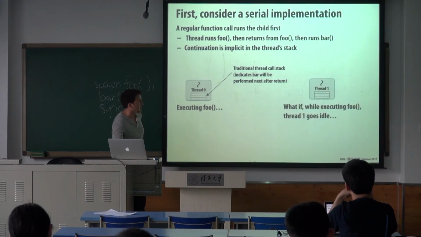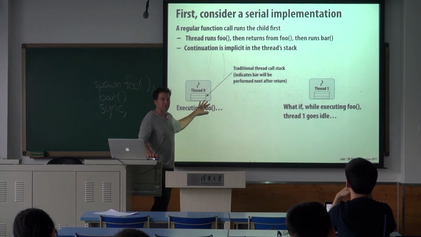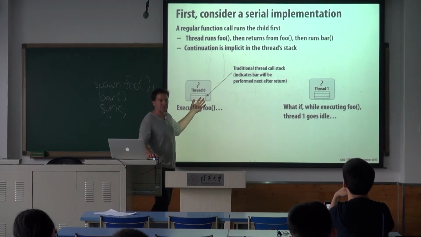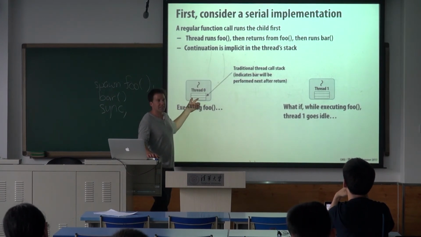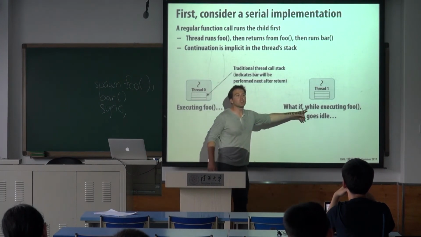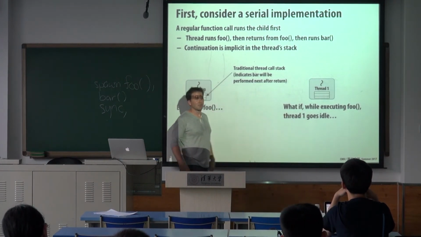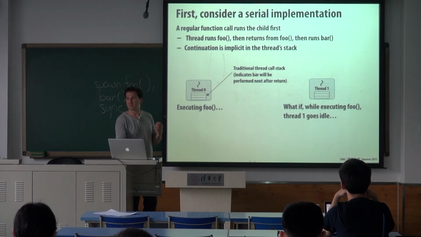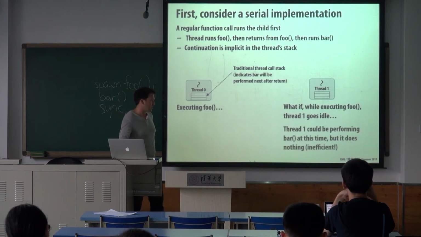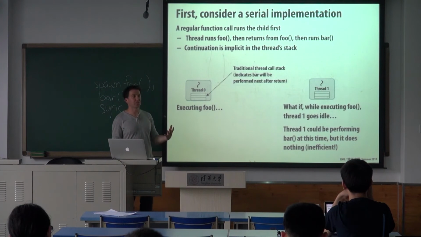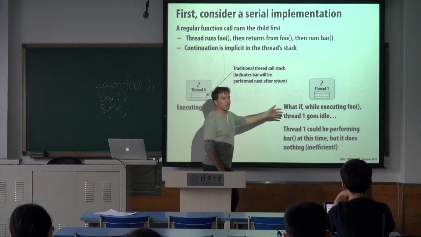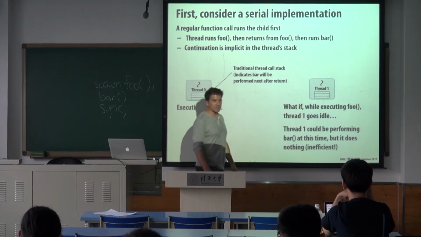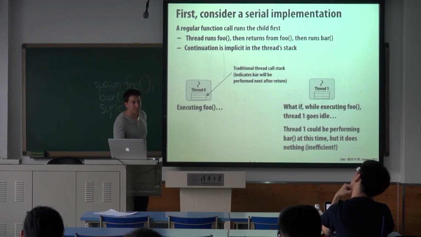Okay, right? But the problem with this implementation is while I'm executing foo, bar is on the stack, and thread 1 could have been doing bar, because bar and foo are independent. Foo and bar can be run in parallel. Okay, so this is bad, right? Because if it's a sequential program, I don't know that the other function can be running on thread 1.